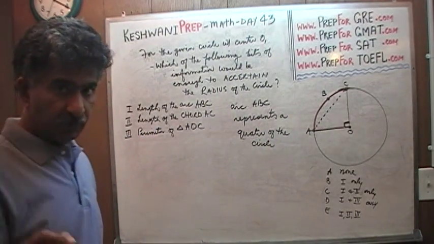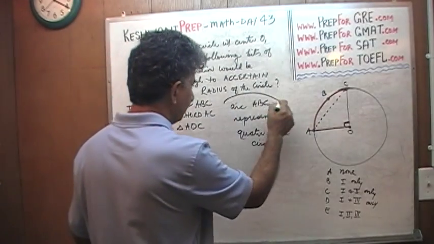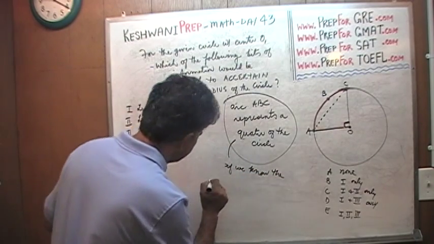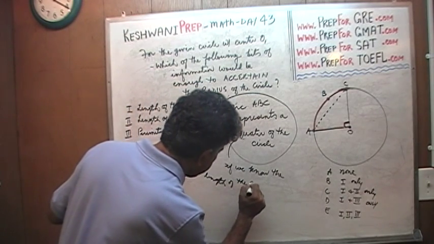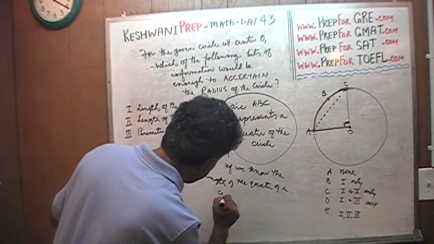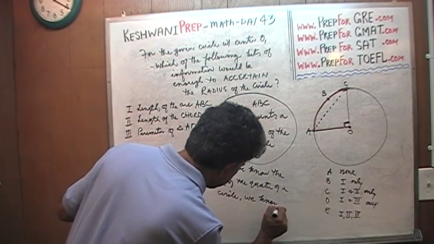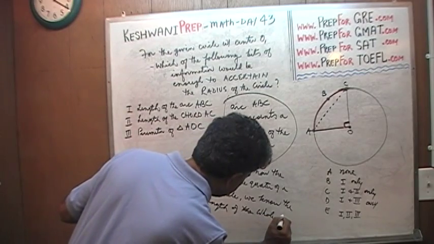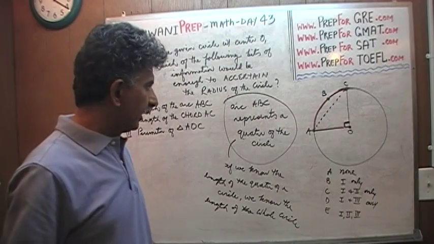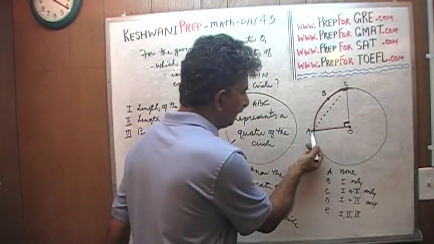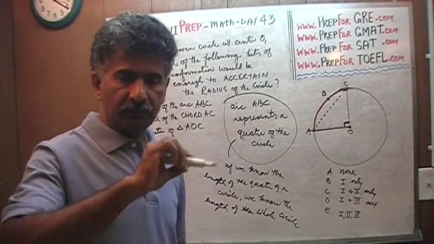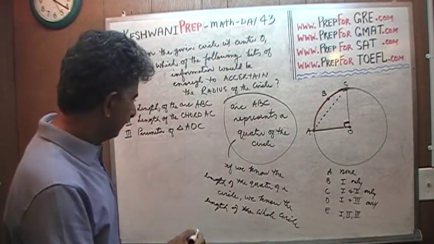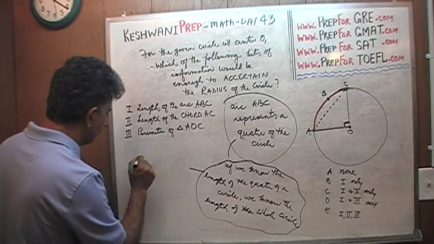So if we know the length of the quarter of the circle, what can we figure out from there? If we know the length of the quarter of a circle, we know the length of the whole circle. If we know the length of the arc ABC, we know the length of the quarter of the circle. If you know the length of the quarter of the circle, we multiply it by 4, we can get the length of the entire circle. And what do we call that? We call it circumference. This part here is your circumference.